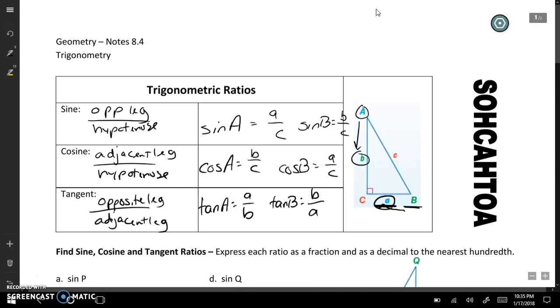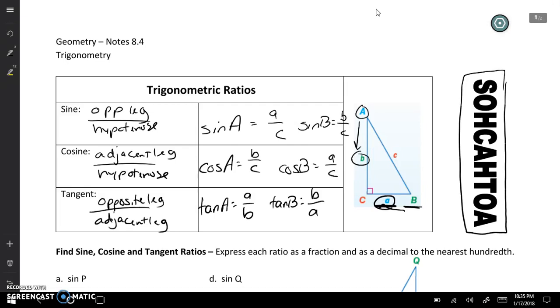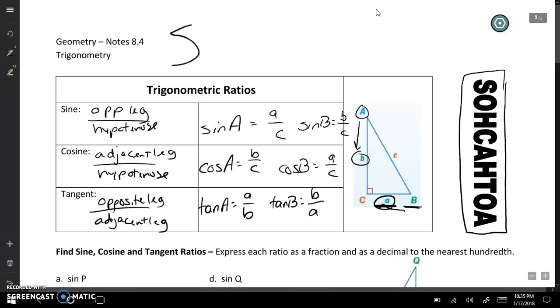The way that we can remember that is this saying right here. It's pronounced SOHCAHTOA. Like if you kick the wall, you got to go SOHCAHTOA. Little math humor for you. The way you remember it: the sine is the opposite over the hypotenuse. The cosine is the adjacent over the hypotenuse. And the tangent is the opposite side over the adjacent side.